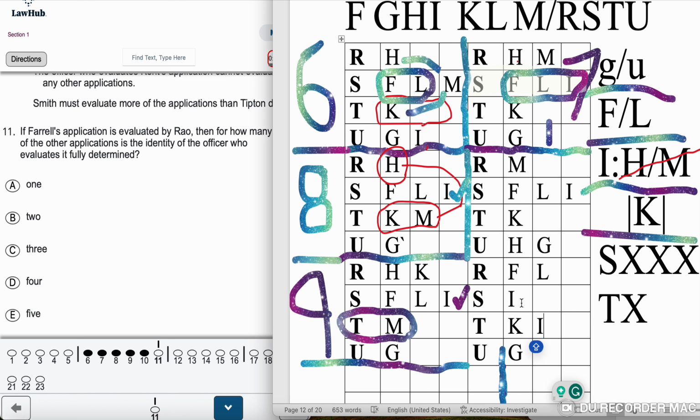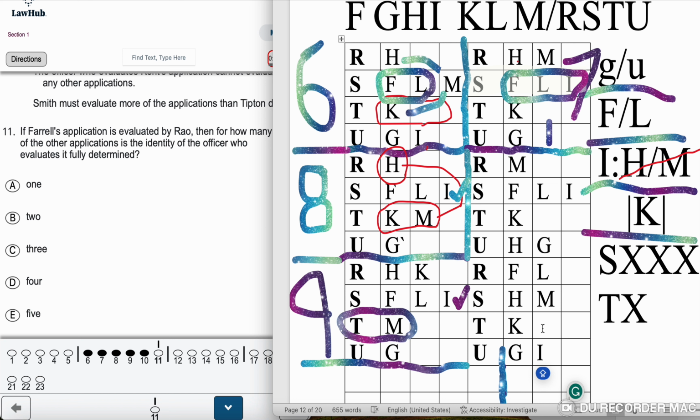Let's see if I can put I here. H. That way I have L with R. K is not by itself, so I'm gonna put I with G, and that way now I have S has more than 2. So we can use this word right here for number 12, 11.